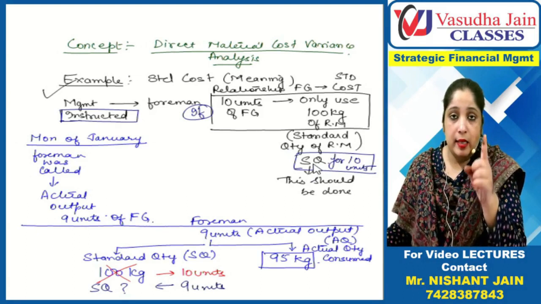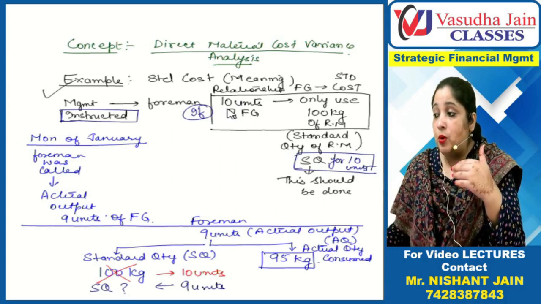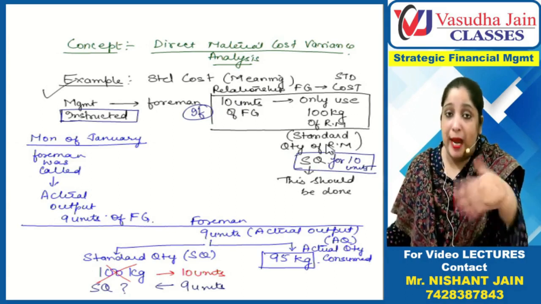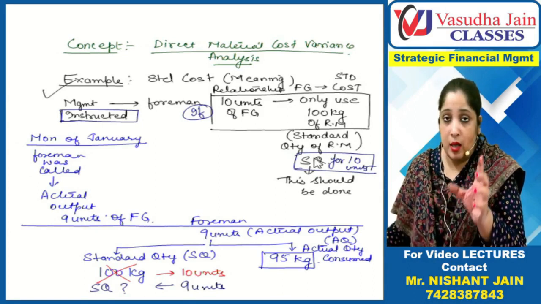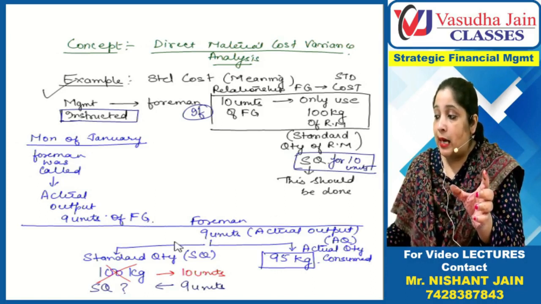Let me restate my line. The budgeting helps you to give a reference of how much should have been spent. It only helps you to take a reference for computation of standard quantity. Ultimately, standard quantity has to be computed on actual output.